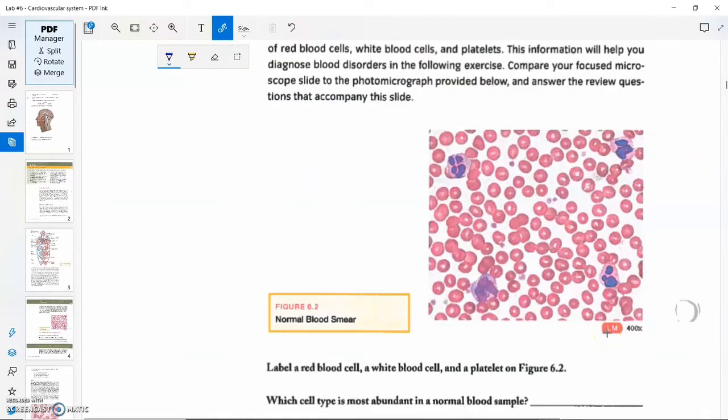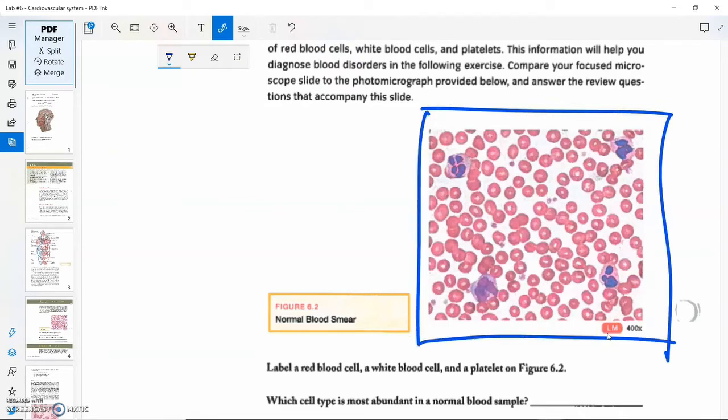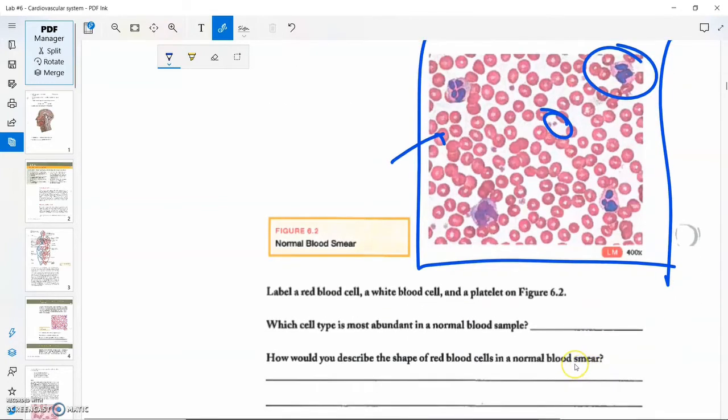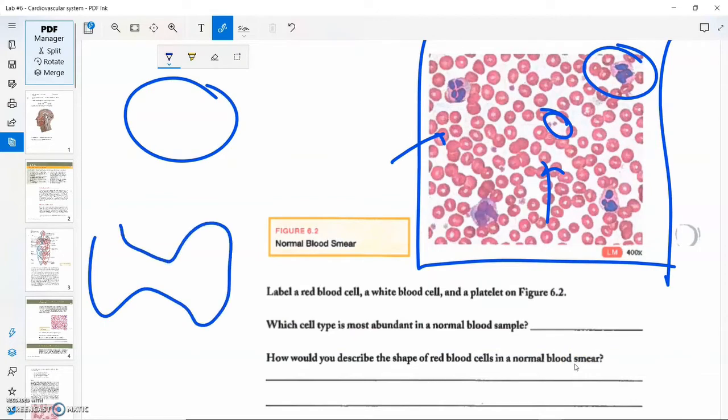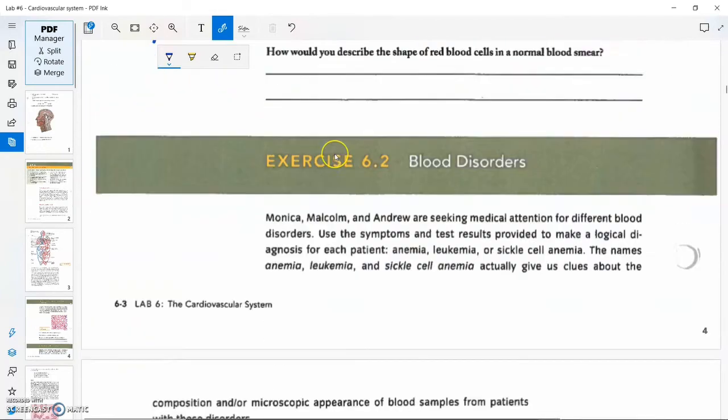This is a micrograph of a typical blood smear. You can see red blood cells, you can see platelets, and you can see white blood cells. Obviously, the red blood cells are the most abundant. They are circular if you look at them like this, but from the side they will look something like that. So they have these invaginations, which increase the surface area and increase the rate of gas exchange.